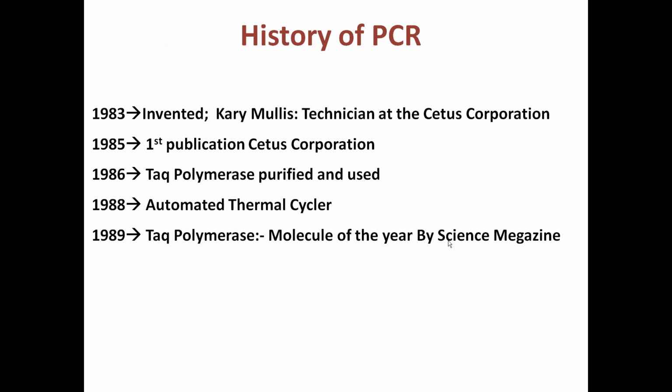In 1989, the Taq polymerase, which gives a lot of efficiency to the PCR or makes the PCR possible, was declared the molecule of the year by the Science magazine.